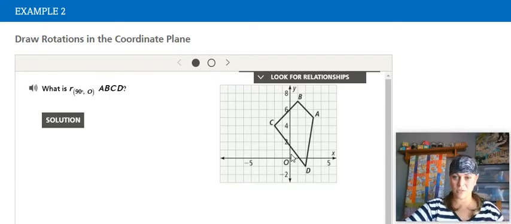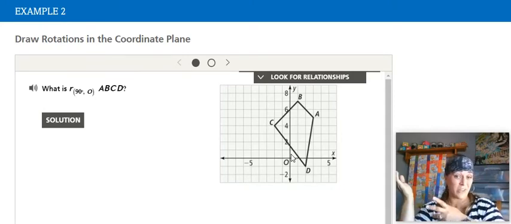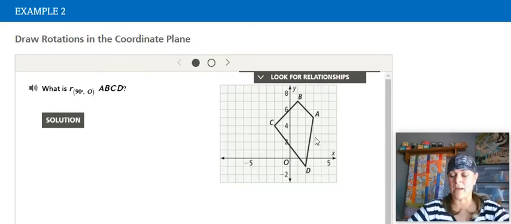Or you look at the notes that you just wrote down and you say, okay, if it rotates 90, then the x's and y's switch location, and the new y, or the x spot where it's y, is going to be negative.